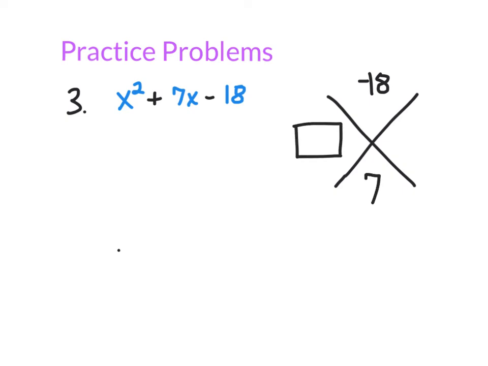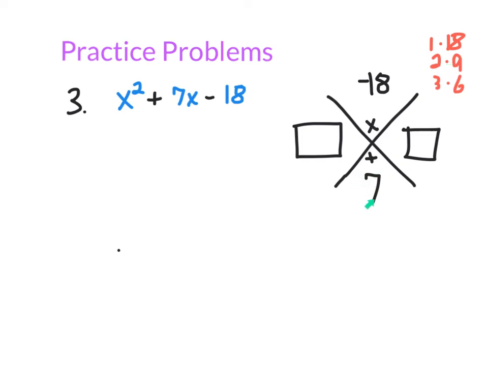And again, we're looking for 2 numbers that multiply to get negative 18 and combine or add together to get 7. All right. The multiples of 18, if you wanted to write those out, it would be 1 times 18, 2 times 9, 3 times 6. If you look at these, 1 and 18 cannot be combined to get 7. 3 and 6 cannot combine to get 7, but 2 and 9 will combine to get 7.